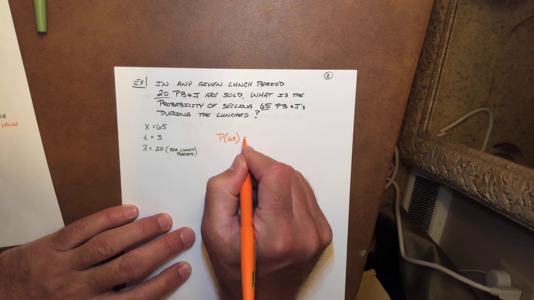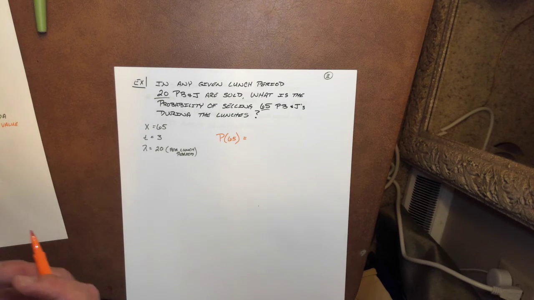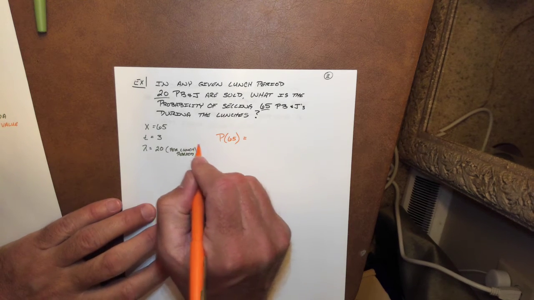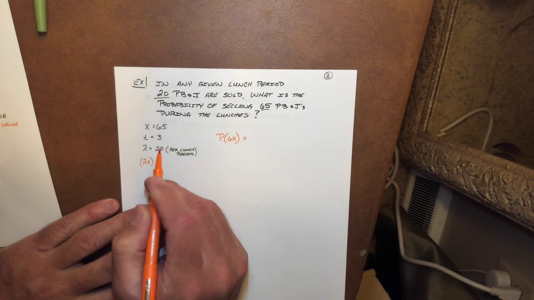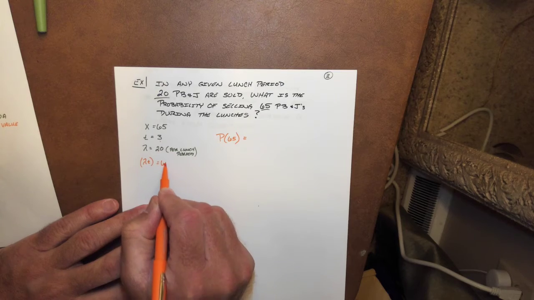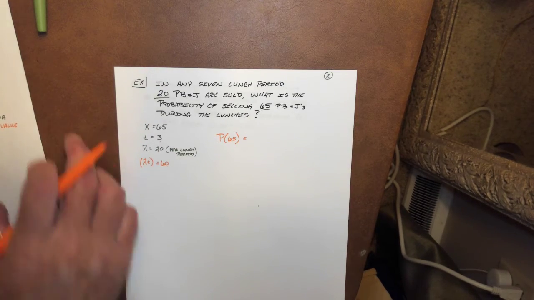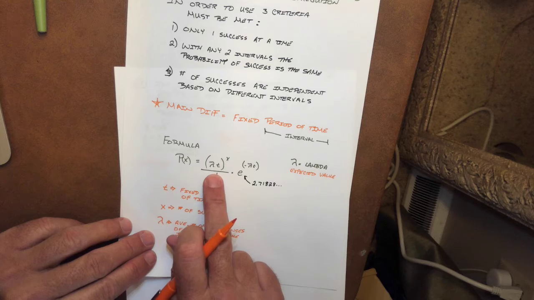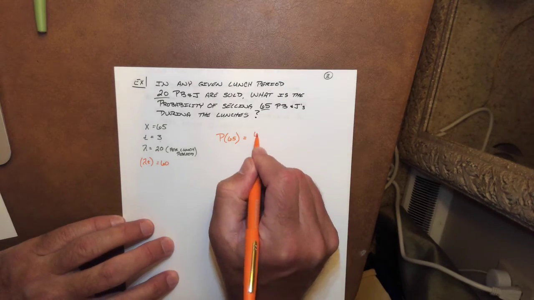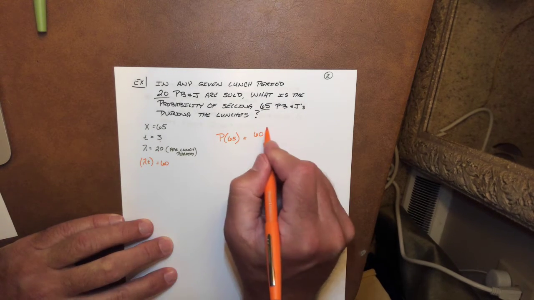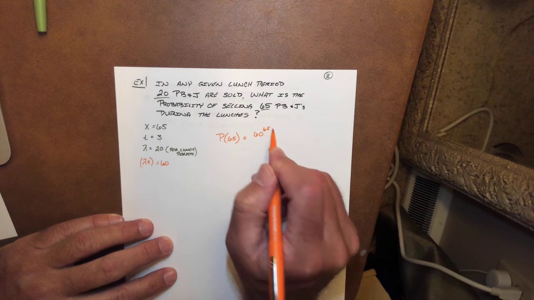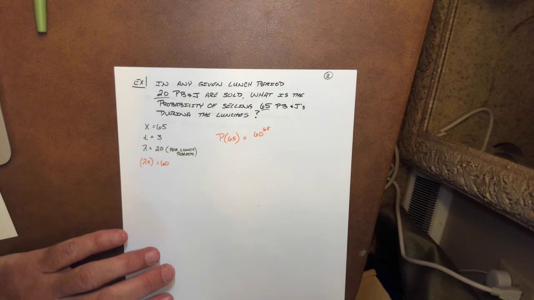Well, that's going to equal now the average. The average of success, that's going to be lambda t. Here's lambda, here's t. That's going to be 60. Again, back to that formula. So lambda t will be 60, and that's raised to the power of x. What's x? 65.